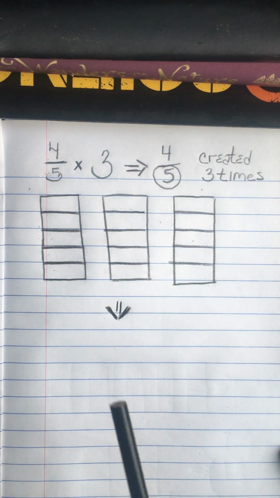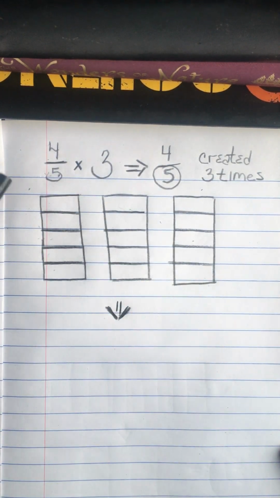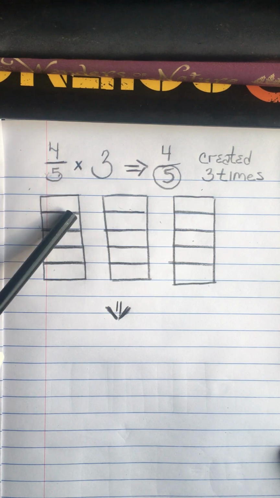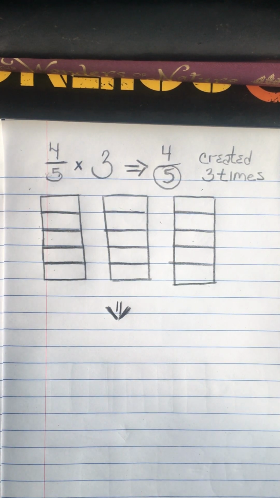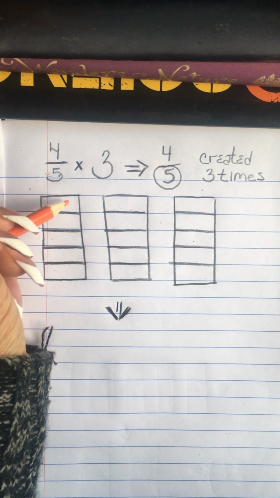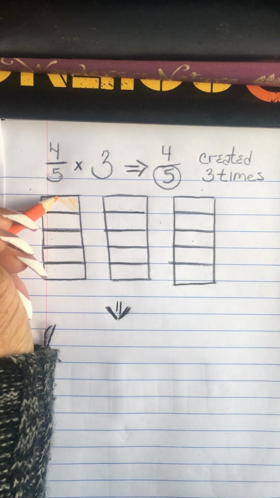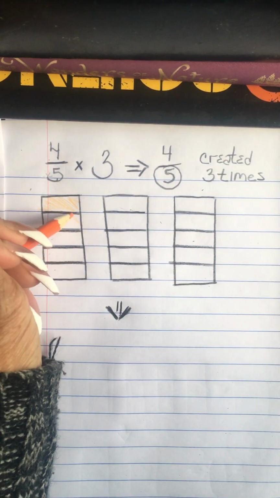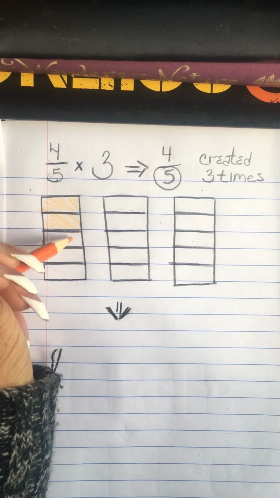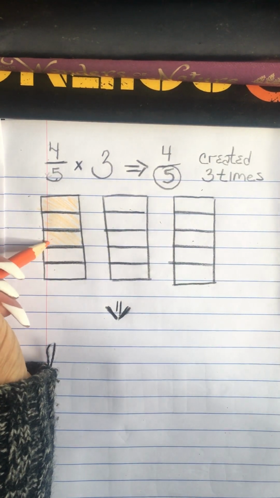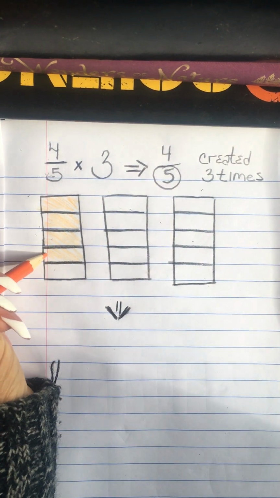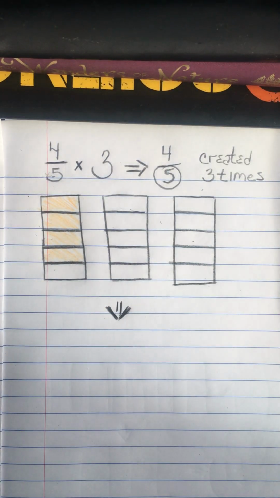And now, what are we taking 3 times? We have to create 4/5, or 4 out of 5. So what I'm going to do is in each of my units, I'm going to represent 4 out of 5. I'm going to shade in 4 of the 5 boxes. So this is 2, 3, 4. So 4/5 of the first box is shaded.